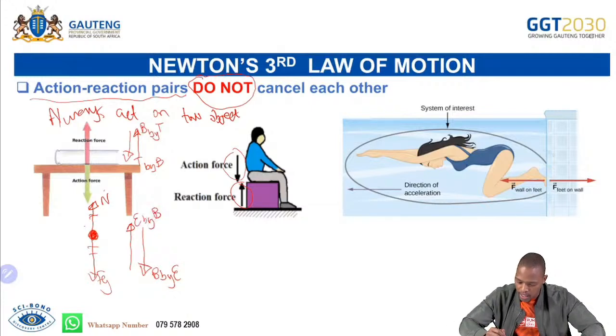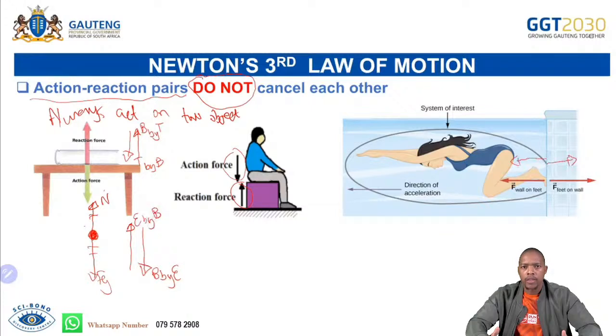This is similar to what is happening here again. The two objects here, one is the feet on the wall and the other is the wall on the feet. Two objects. When we have two objects exerting forces on each other, those two forces cannot cancel. The only forces that can cancel or balance each other are the forces that are only acting on one object. So I repeat, action-reaction pairs do not cancel each other. Normal force and force of gravity on an object are not action-reaction pairs.